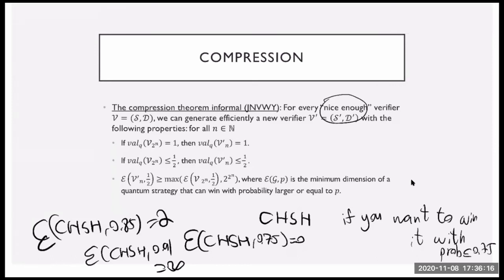Okay, great. So the claim here, and now this is an important point, is that the amount of entanglement needed to win the nth game of V prime with probability at least 1/2 is bounded from below by the maximum between 2 to the 2 to the n and the amount of entanglement needed to win the 2 to the n game with probability 1/2 of the original verifier.